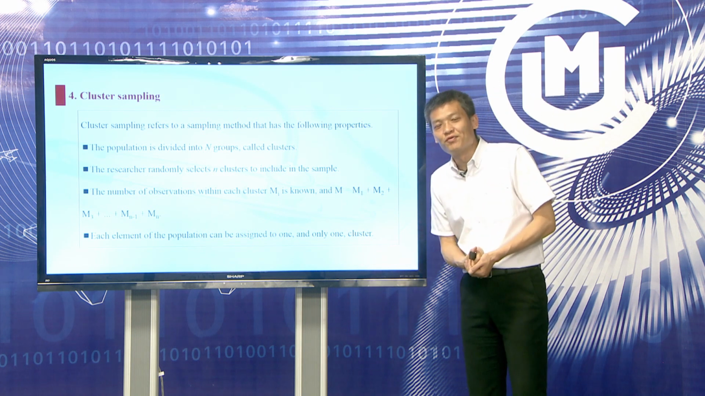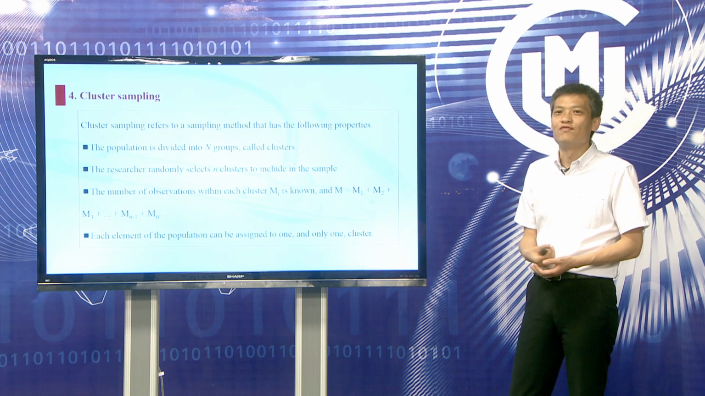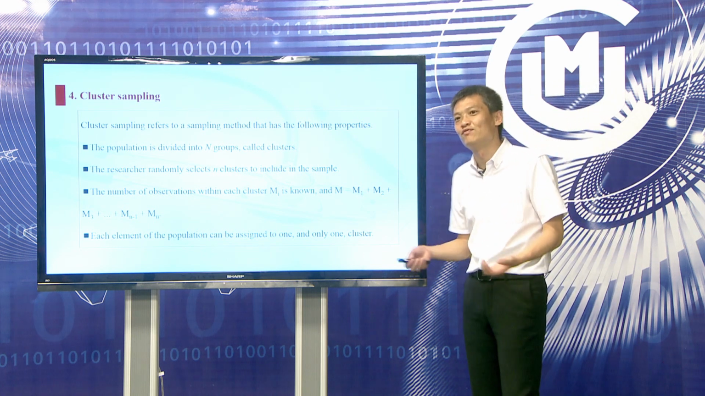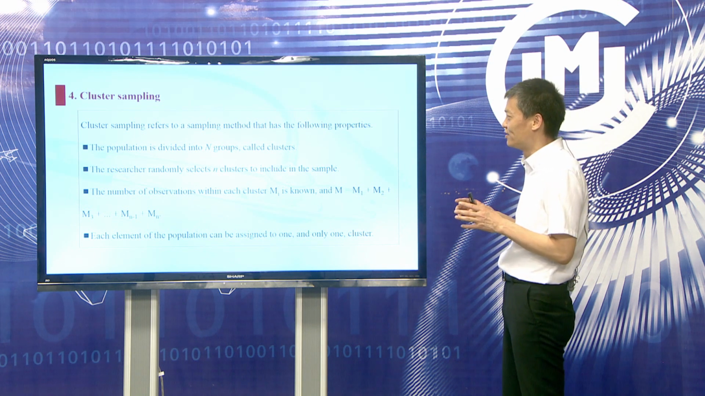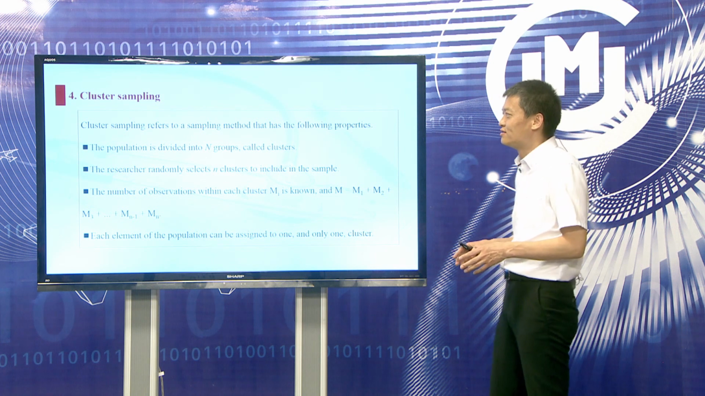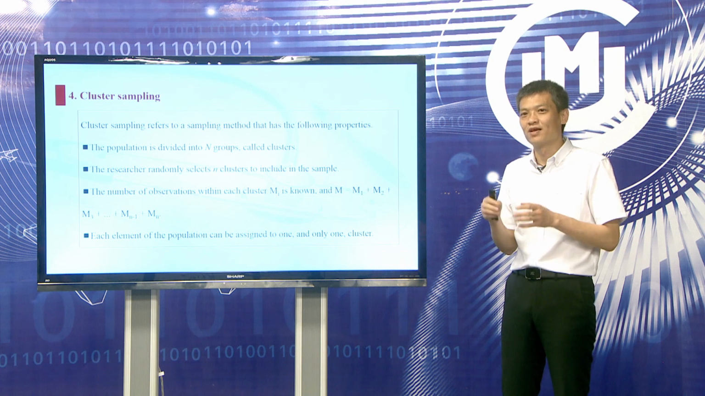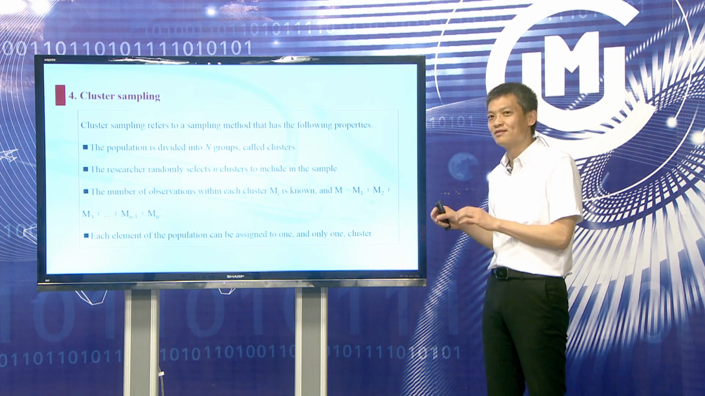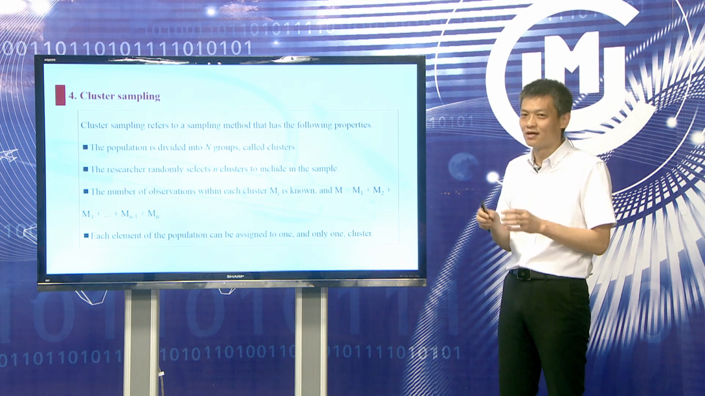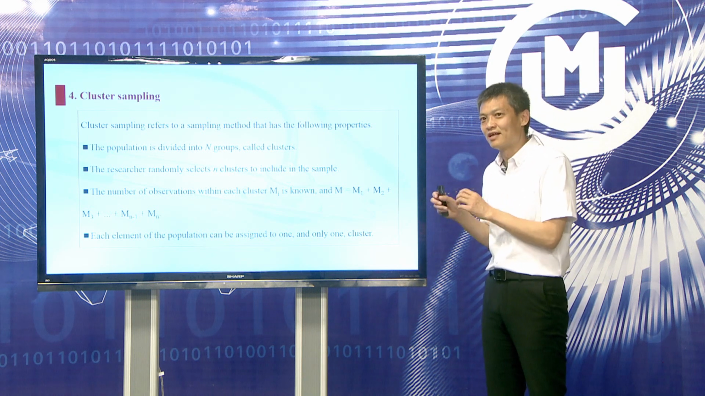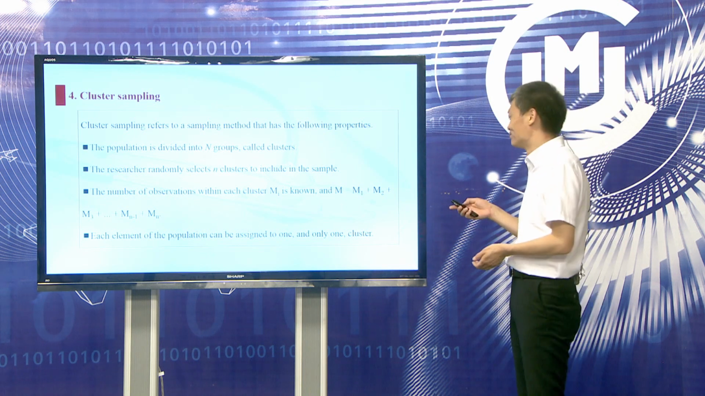The final method that we introduce is cluster sampling. Cluster sampling refers to a sampling method with the following properties. The population is divided into n groups called clusters. The researcher then randomly selects some clusters to include in the sample, and all of the study subjects in the selected clusters make up the study sample.